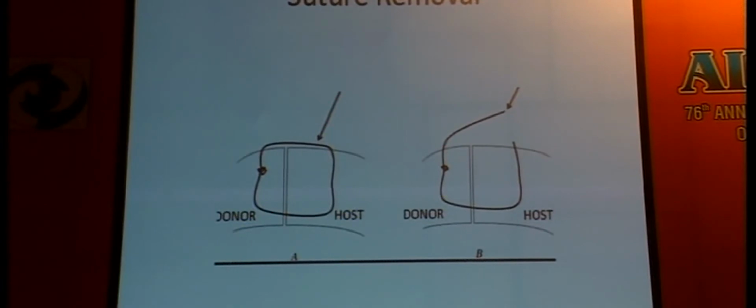So if you see that the knot is on the host side, on the donor side, then on the opposite side you have to cut the suture, just flush to the surface of the cornea, and then pull out through that end, and not let the knot cross the graft host junction. That is the most important point, not let the graft host junction be crossed by that knot.